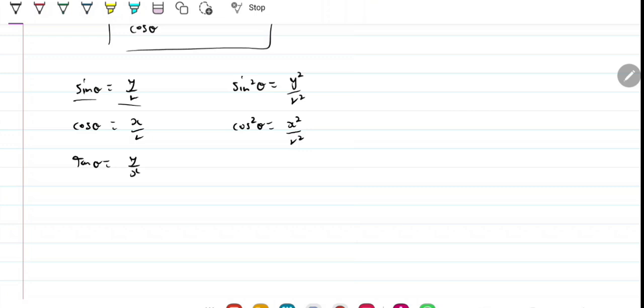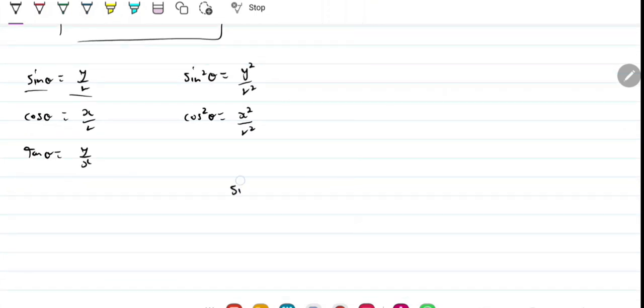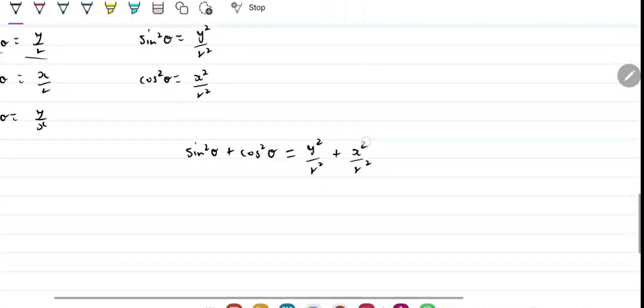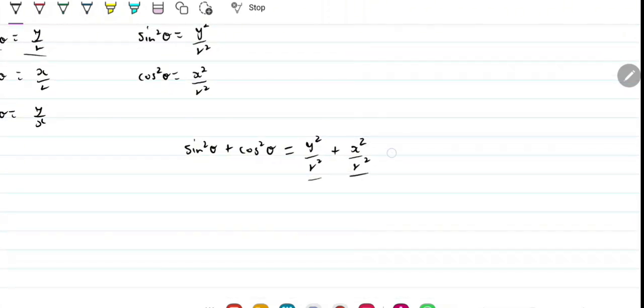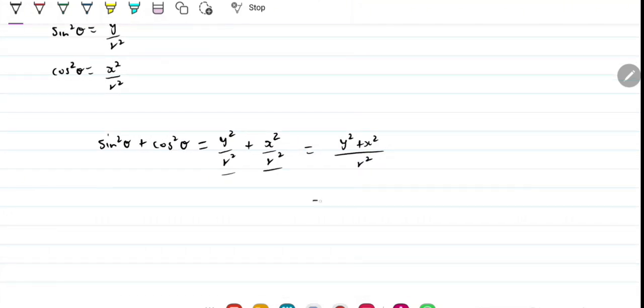Now, what happens if I decided to add sine squared theta and cos squared theta together? That'll be the same as adding y squared over r squared and x squared over r squared, right? And since we have a common denominator, we can simply add the numerators, y squared plus x squared, and put that over the common denominator, r squared. I'm going to put the x in front: x squared plus y squared all over r squared. That is sine squared theta plus cos squared theta, but we're not done.